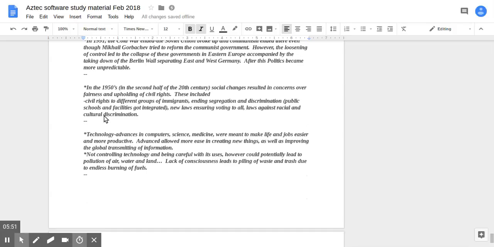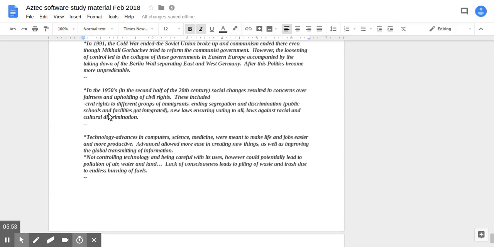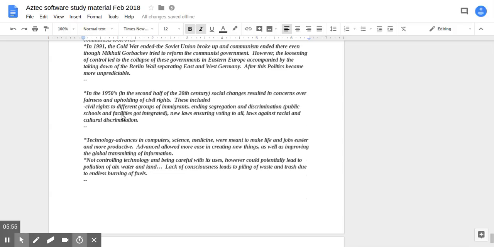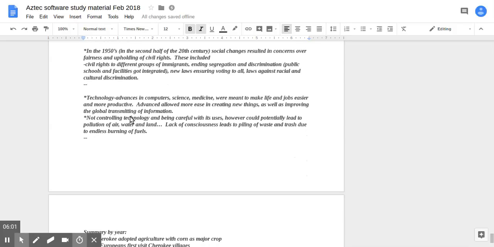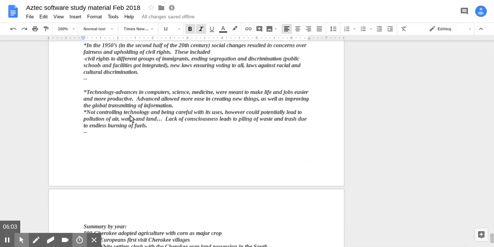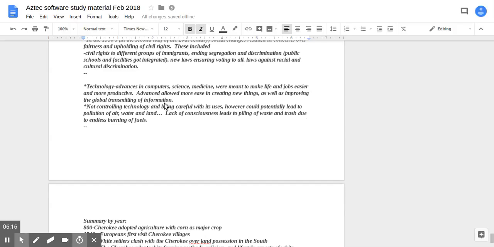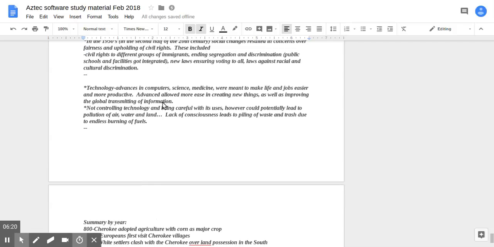In the second half of the 20th century, social change resulted in concerns over fairness and upholding of civil rights. These included civil rights for different groups of immigrants, ending segregation and discrimination, public schools and facilities getting integrated, new laws being enforced to ensure voting, and laws against racial and cultural discrimination.